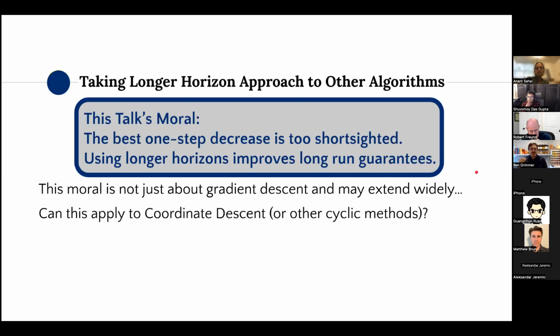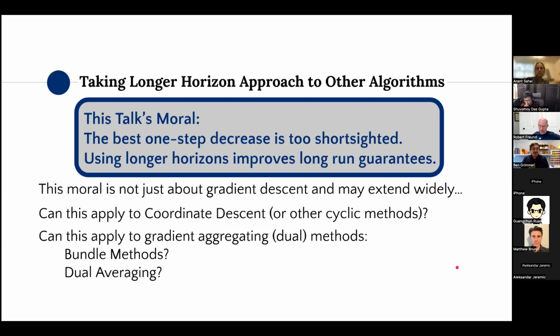All right, so I suspect that kind of cyclic coordinate descent methods and other methods that are fundamentally cyclic might be the most natural, more complicated algorithm to take these over to. Additionally, I'm a big fan personally of gradient aggregating style methods, kind of dual methods. So those build up a memory over time as well. I suspect there are ways to take this to look at bundle methods or dual averaging.